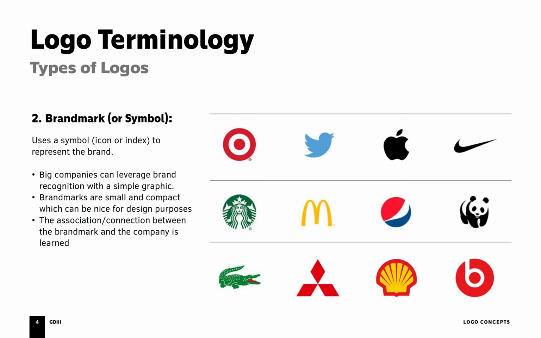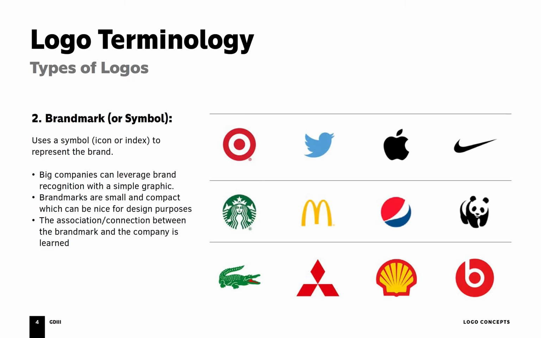But we can also use graphic elements that are what we would call icons or indexes. Those are images that either look like the thing that they're representing, which is what an icon is. So the apple looks like an apple, the target looks like a target. Or an index, and this is kind of more than you need to know for now, is a graphic that suggests the presence of something else, if that makes sense.